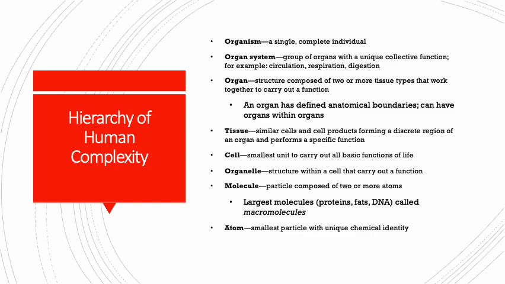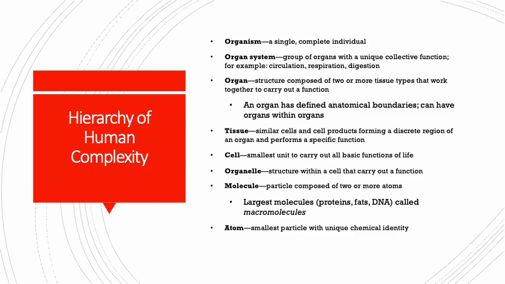These structures are composed of two or more types of tissue that work together to carry out a specific function. An organ has very defined anatomical boundaries. So it is very, very clear what organ this is, where it starts, where it ends, the inside, the outside. You can have organs inside of other organs. And we will talk about this when we get to some systems. So it is very important that we have defined boundaries so we know where one organ starts and the other one ends. Within the organs are tissues.